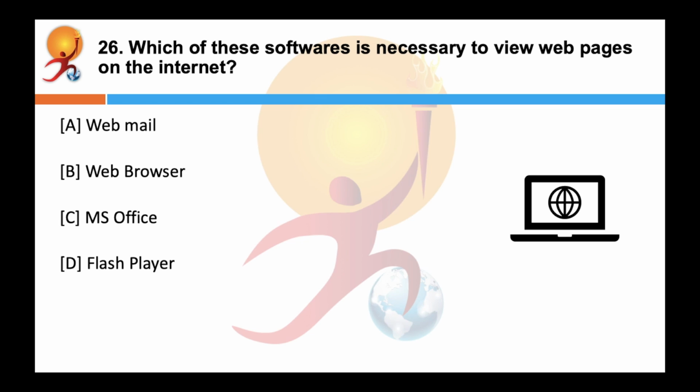Which of this software is necessary to view web pages on the internet? Correct answer is a web browser. It is important to have a web browser installed on a computer to access the internet. We all know this. It is a software program that allows viewing of web pages and navigating the internet.